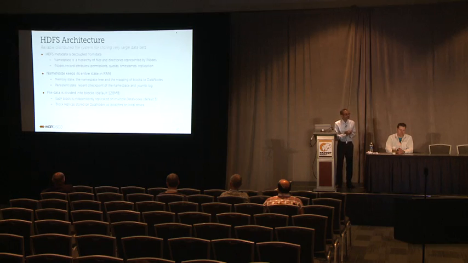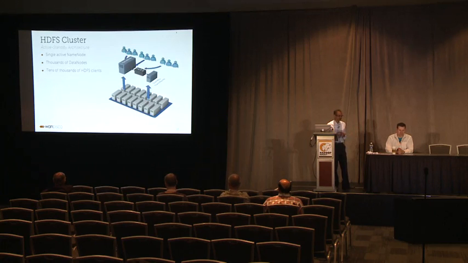The file data is divided into blocks. 64 megs used to be the default. It's now 128 megabytes. Each block is independently replicated on a set of data nodes. 3 is the default. And block replicas are stored as regular ext3 or ext4 files on local drives on the nodes.